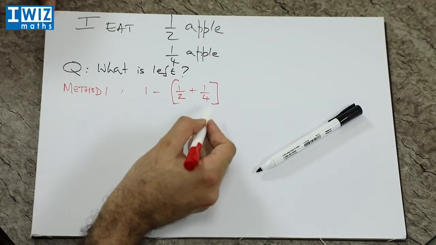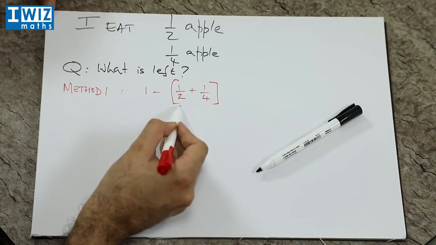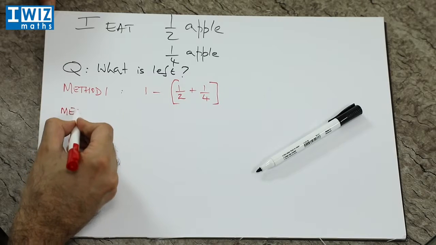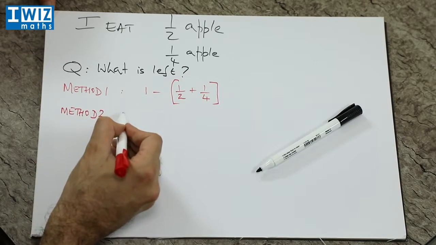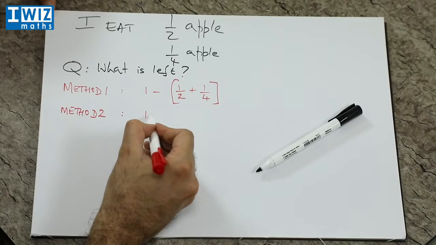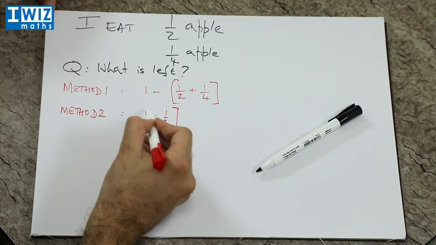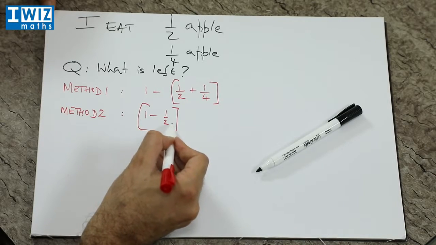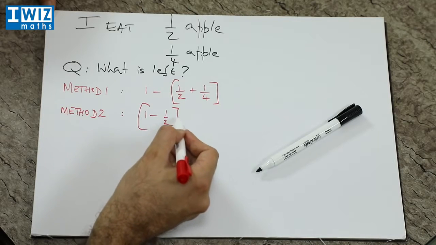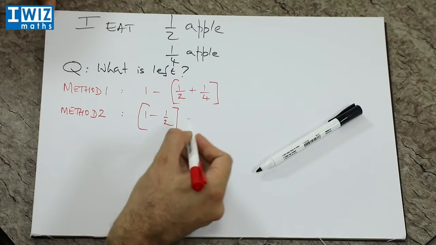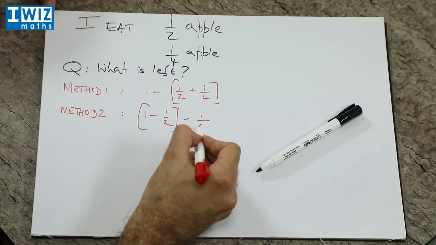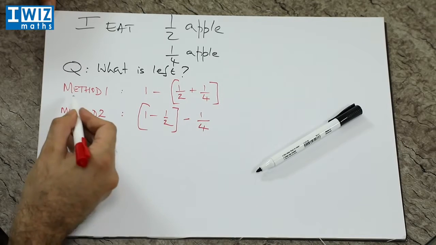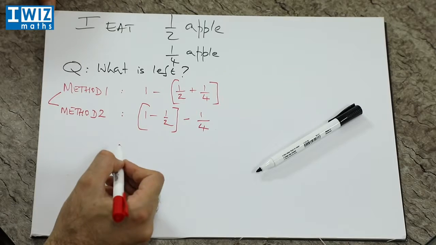So this is the whole apple. I first work out the amount of apple that I have actually eaten and then remove it from the whole. Method number two is to say that I first remove the amount that I ate before lunch. So I've eaten half the apple before lunch, so I remove that from the whole, and then from whatever is actually left, I remove the fraction of the apple that I had after lunch. So these are the two broad ways that you can tackle this problem.